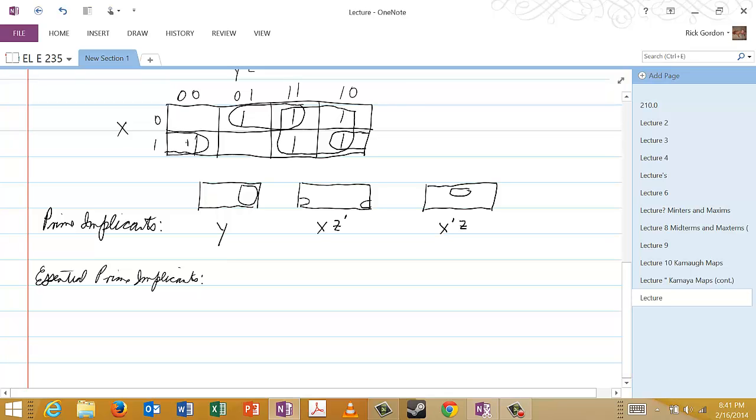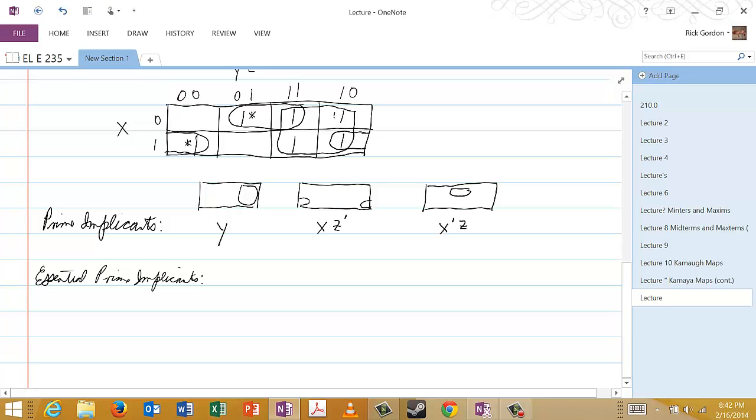This is an essential 1 cell because it is contained only within the prime implicant XZ prime. This is an essential 1 cell because it is contained within the prime implicant X prime Z and only within X prime Z. The one right here is not an essential 1 cell because it is contained within both X prime Z and Y. Likewise, this one is not essential because it is contained within XZ prime and Y.